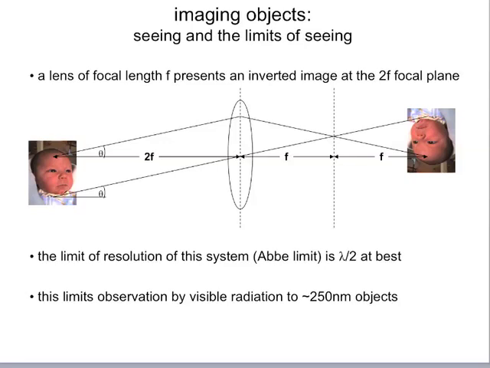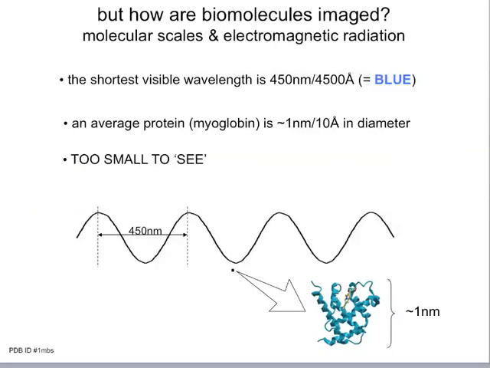So what do we do beyond this Abbe limit, where proteins, by the way, happen to reside? Well, how do we image biological molecules? So let's think again about molecular scales and where those scales reside with respect to electromagnetic radiation. Shortest visible wavelength is about 400 nanometers, 450 nanometers. Beyond that, we're into the ultraviolet. Remember that 280 nanometers is the absorbance of tyrosine and tryptophan.